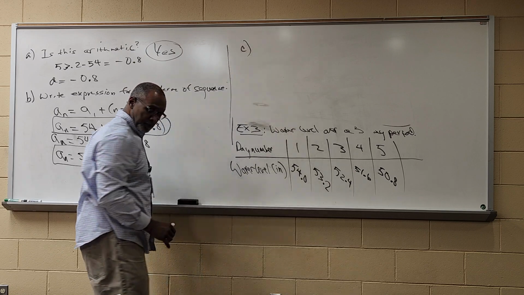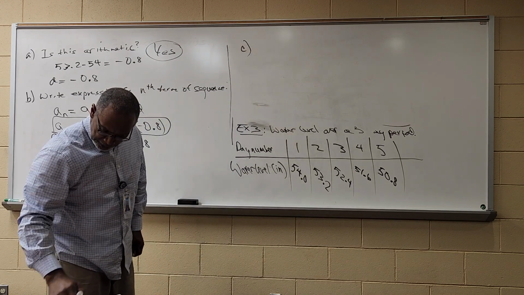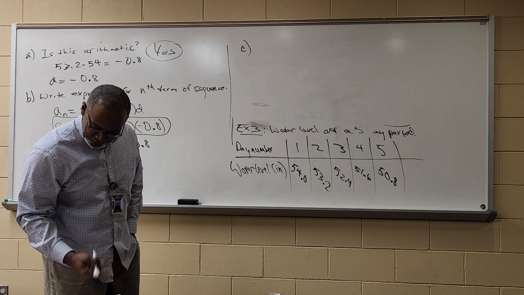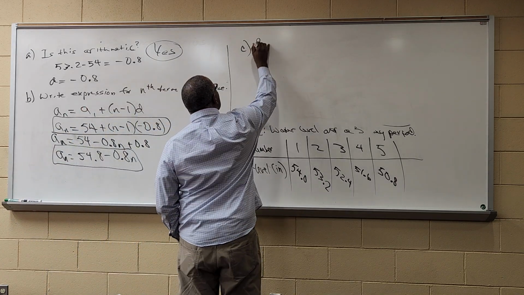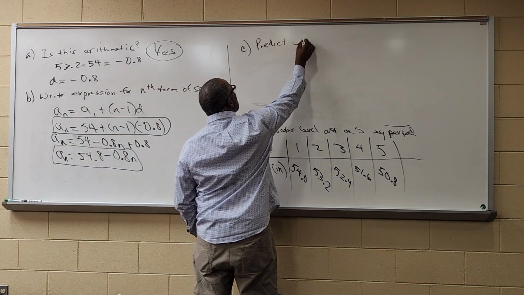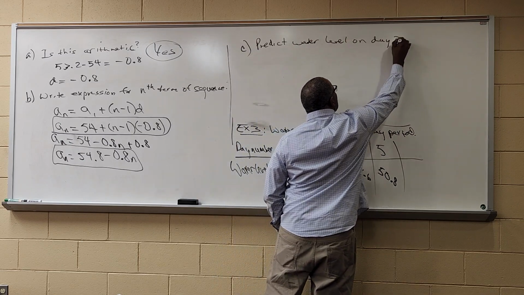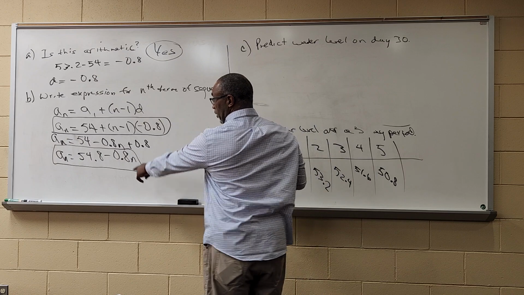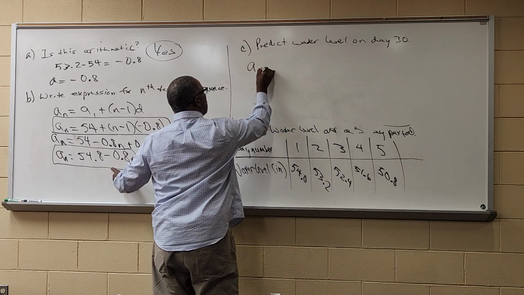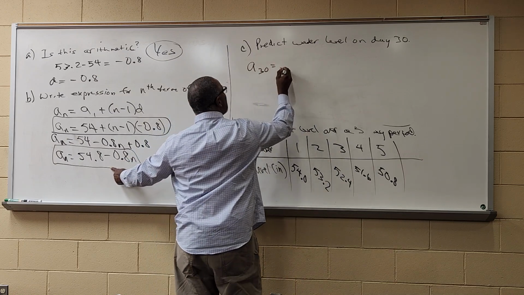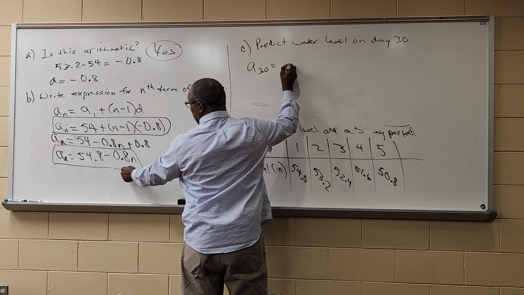Part C says, predict the water level on day 30. Well, we're going to use this thing right here, where I hit C and N, I'm going to put a 30. And you can use this one or this one, it does not matter.